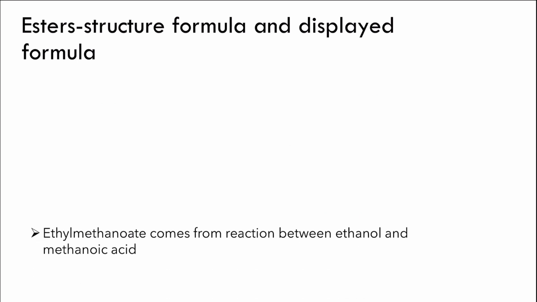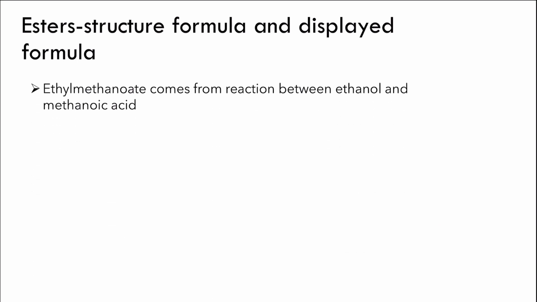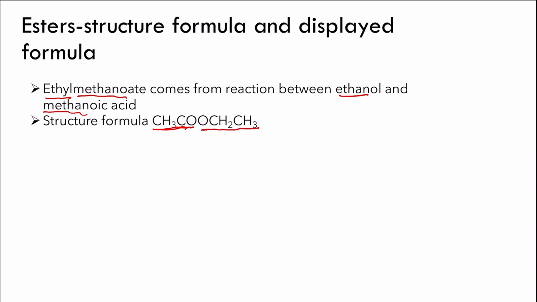So what about the ester structural formula and displayed formula? Ethyl methanoate, for example, comes from a reaction between ethanol and methanoic acid. For the structural formula, normally we would start with the part related to the acid before we write the part related to the alcohol. The part related to the acid is CH3CO. This comes from the acid, and then we write the ethyl, which is CH2CH3. We always have the COO in the middle, which is the functional group of the ester.